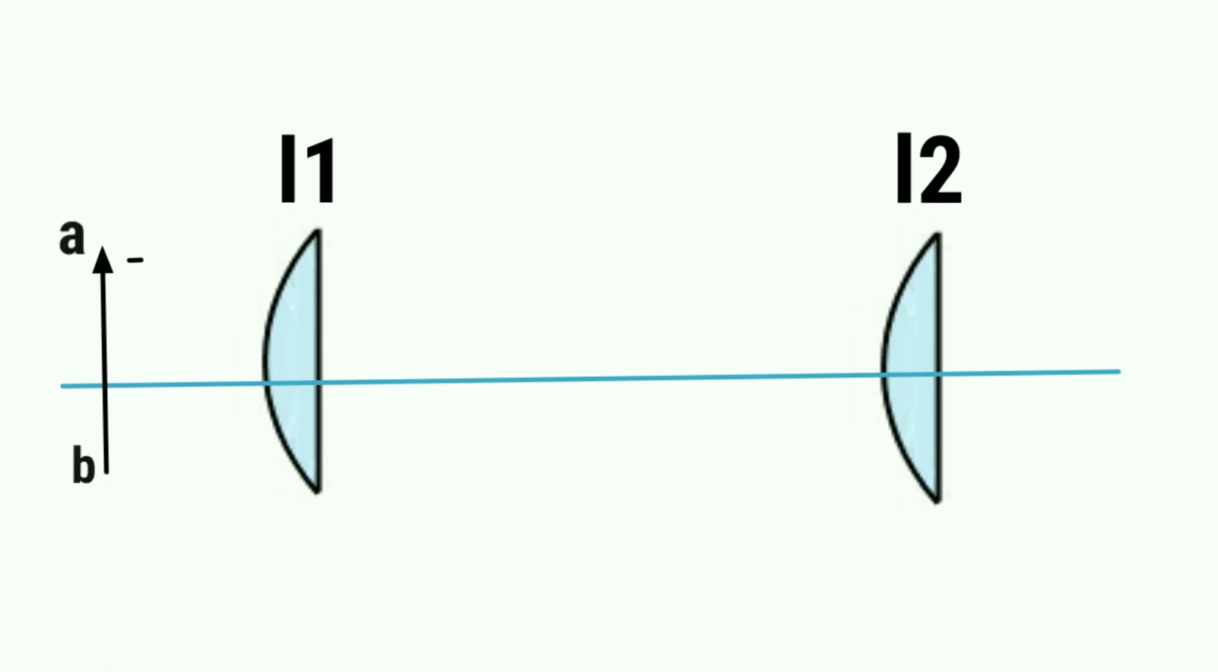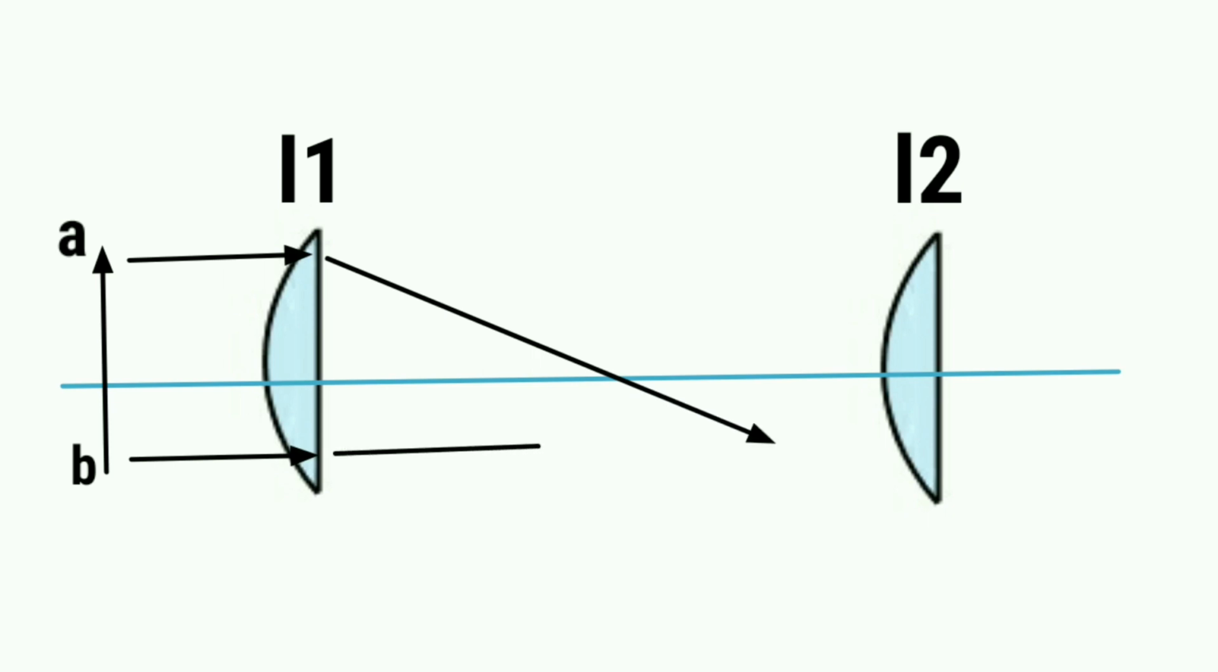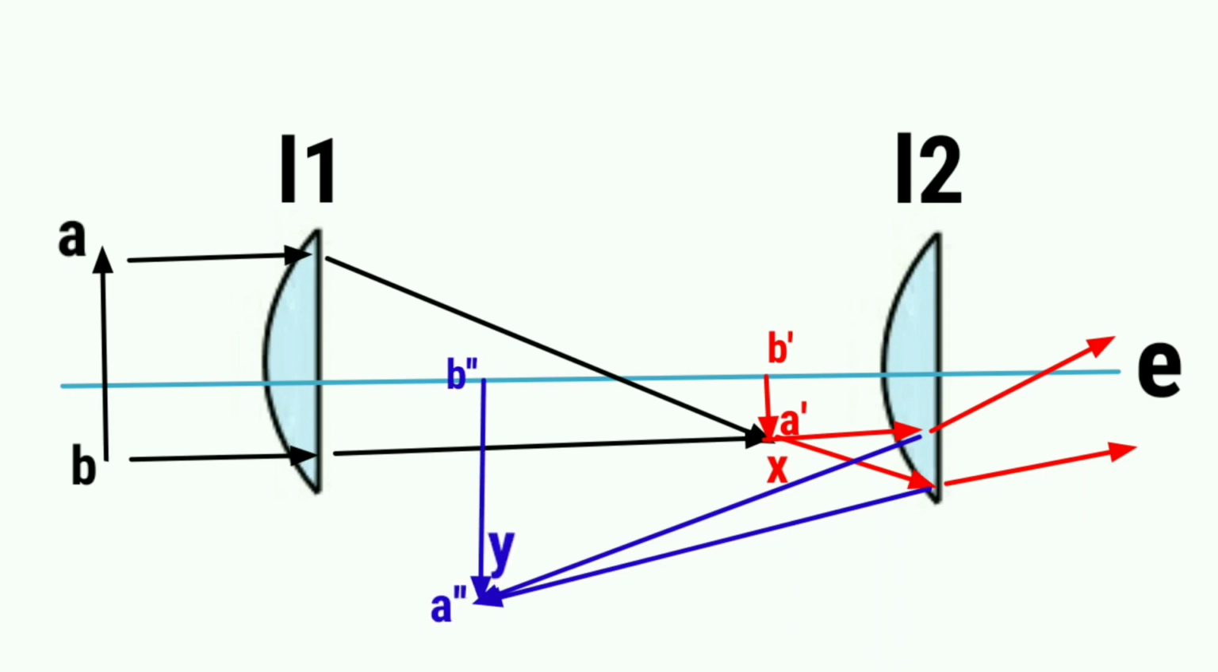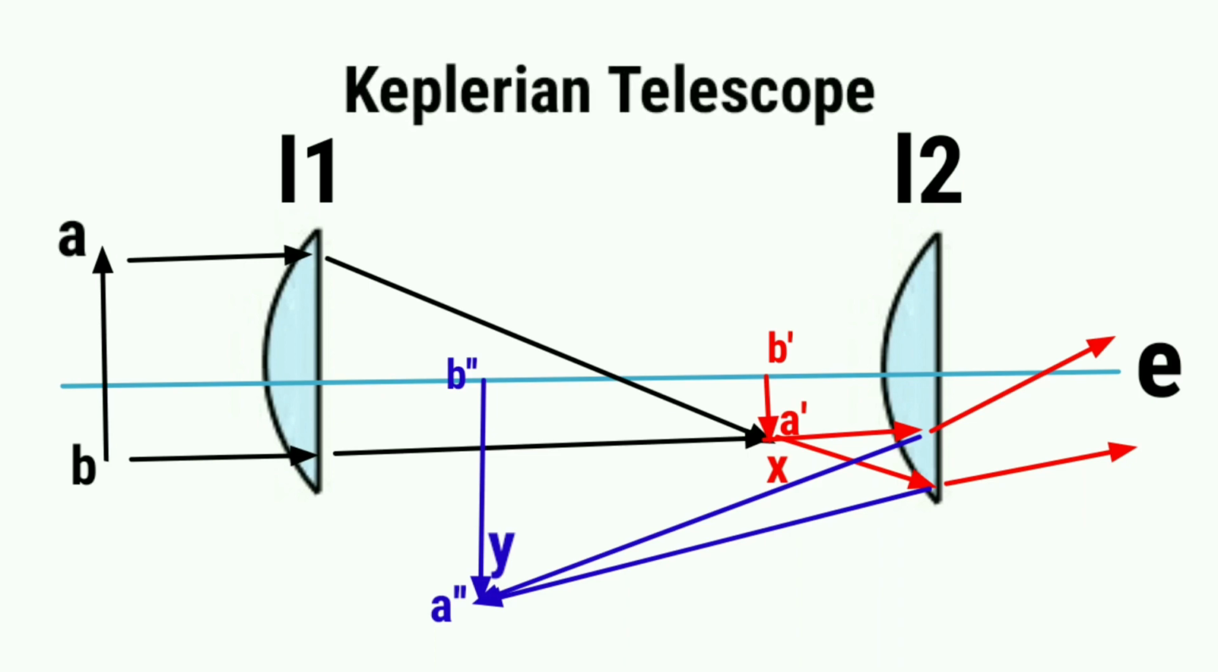Let us consider an object AB situated at the infinity. The parallel rays coming from the object will fall on the primary lens L1. Then the refracted rays will meet at the point X and forms a real image A'B'. This image will now act as an object for the lens L2. The rays coming from the image will fall on L2 and the refracted rays will enter the eyes of the observer. The observer will finally see the object as a virtual image A'B' formed at the point Y. Here the convex lens L2 in the eyepiece created a wider field of view.